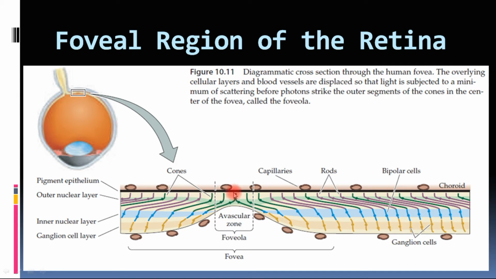So what is the important aspect? It is avascular, and the inner layers of the cells are displaced outwards, so that the light directly falls on the photoreceptors. And that is why the light falling on the fovea gives a detailed image of the object. Okay, so that is the importance of the foveal region.